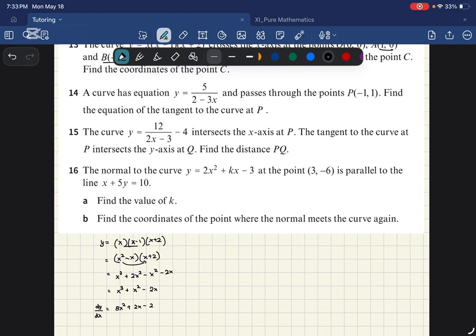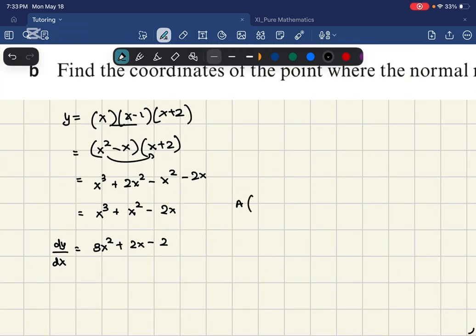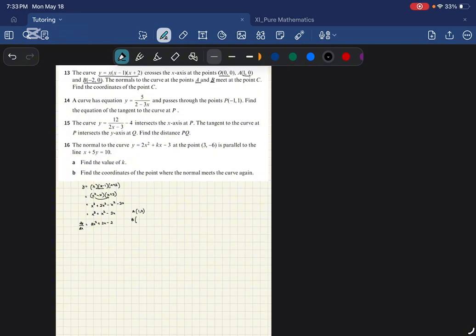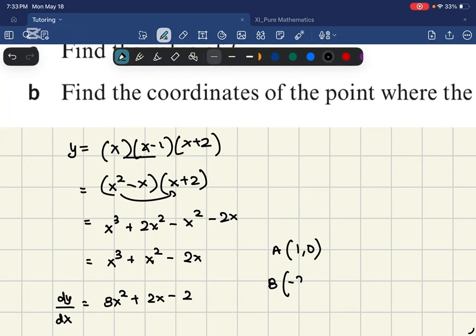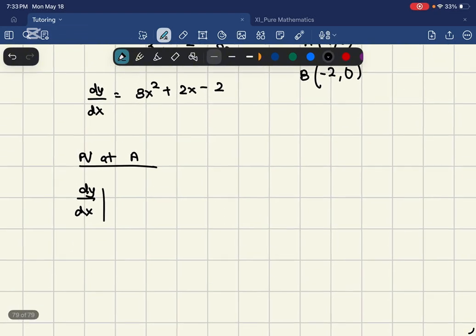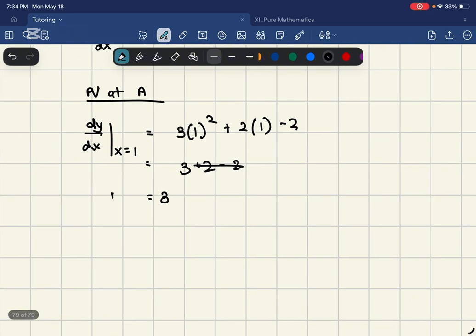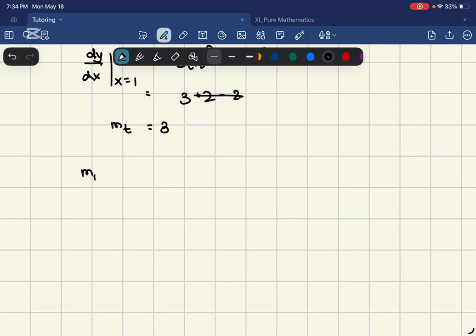Alright. So now we have the normals at point A and point B. A is (1, 0). B is (-2, 0). So let's find the normal at point A. Now find dy by dx at point A, where x is equal to 1. So that is going to be 3 times 1 squared plus 2 times 1 minus 2. So that is 3 plus 2 minus 2. So that is just 3. But remember, this is the slope of the tangent. So the slope of the normal is going to be -1 over the slope of the tangent, so -1/3.